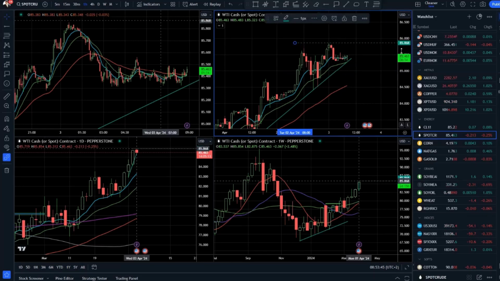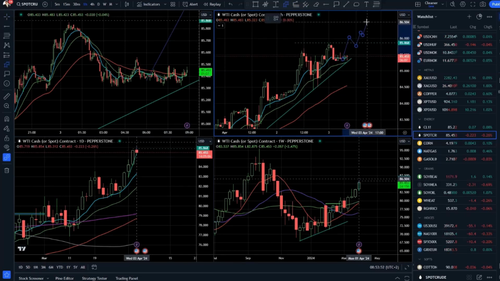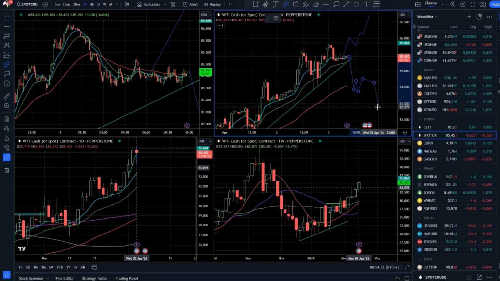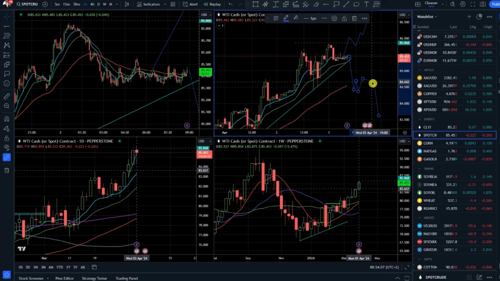If we can close above 85.86 and hold above, then the market can eventually try to trade towards 86.50 or even the 87 mark. From the other side, if we can clear these, I will say, pin bars from 84.50 or so and hold below, there will be a chance for a deeper pullback, maybe even towards the 83.62 mark.